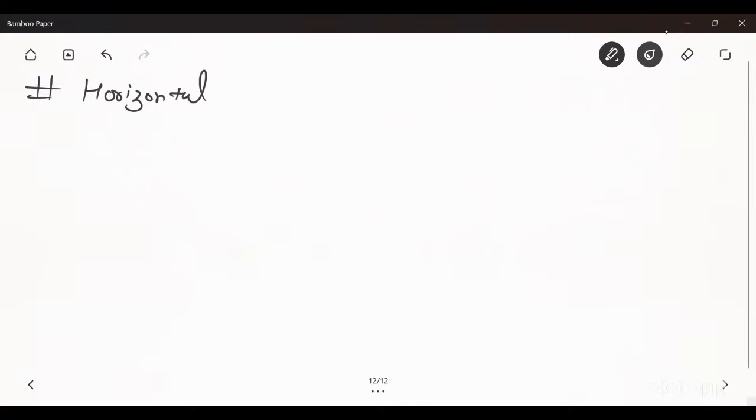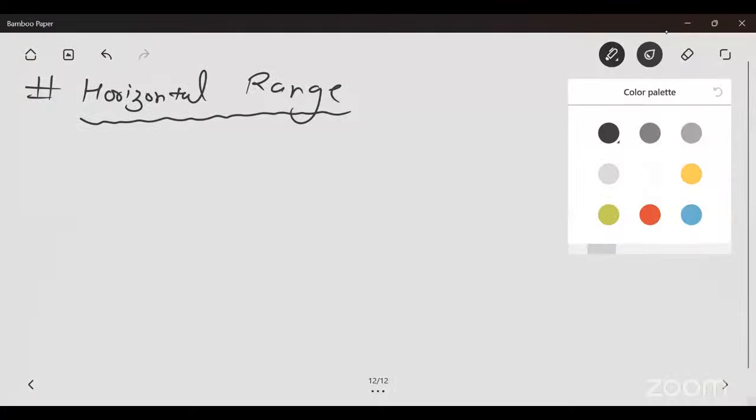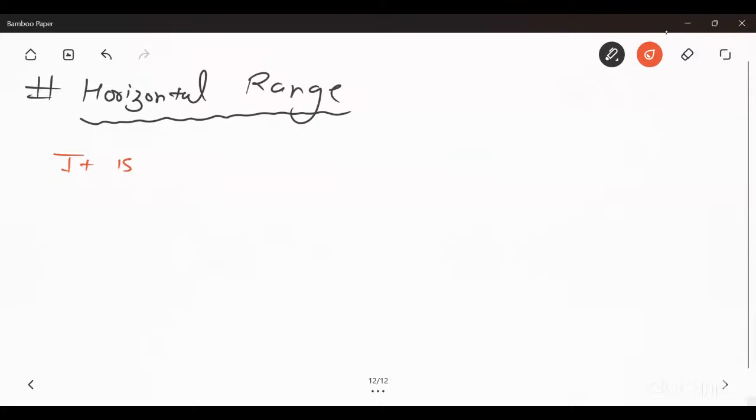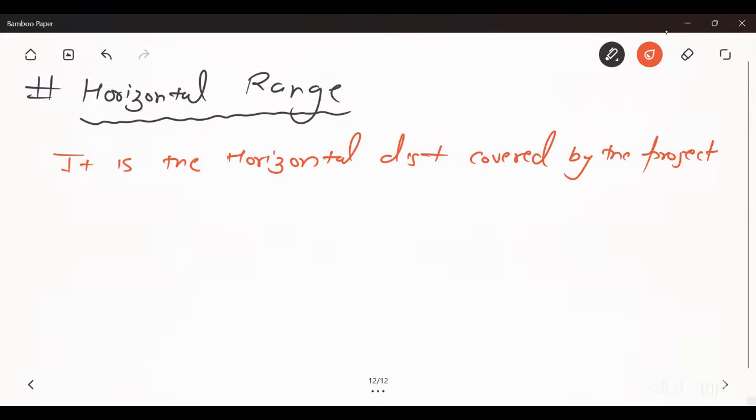Horizontal range. So what is horizontal range? It is the horizontal distance covered by the projectile during the time of flight. So horizontal range is denoted by R.